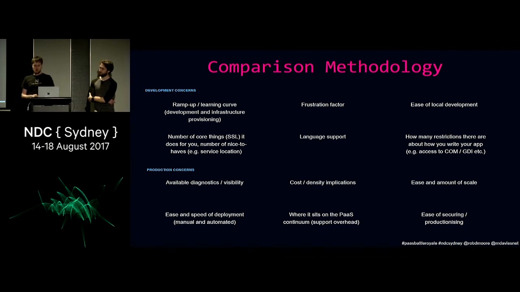Where does it sit on the PaaS continuum, and thus what's the support overhead of it? And also, how easy is it to secure the service and productionize it and make it ready to be consumed in production?